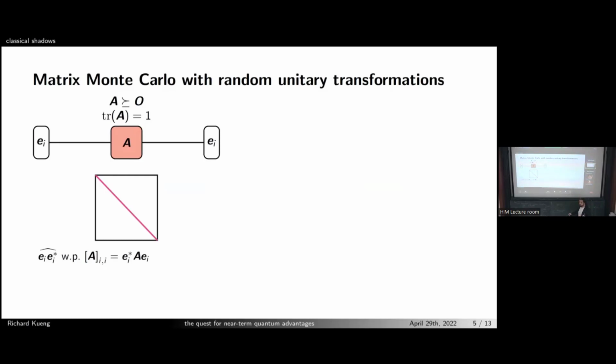Then you're only going to get the diagonal. Yes, exactly. You only get the diagonal of the matrix. So this is a bad Monte Carlo approximation. It works if you only are interested in predicting diagonal properties.